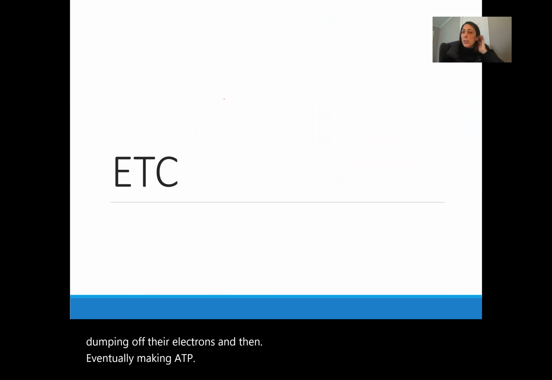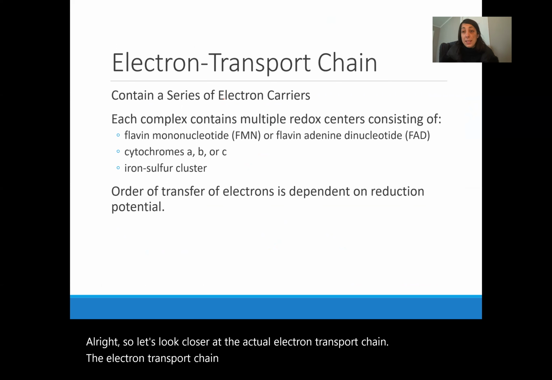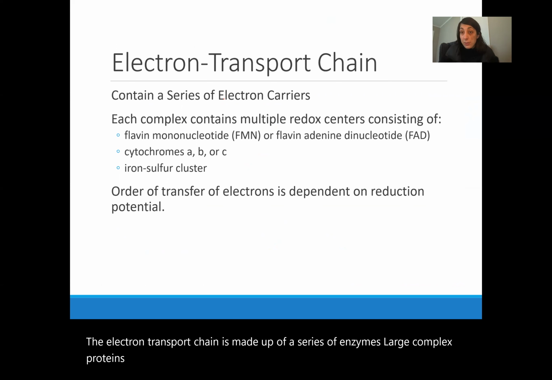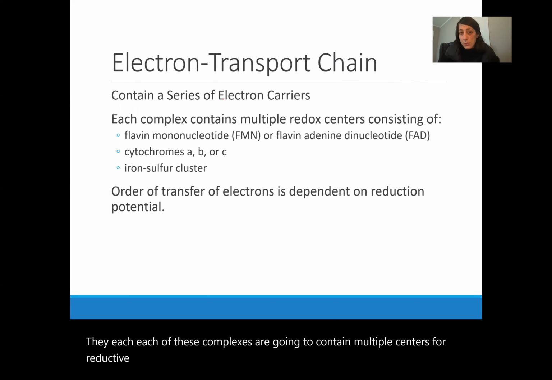All right, so let's look closer at the actual electron transport chain. The electron transport chain is made up of a series of enzymes, large complex proteins, and they are electron carriers. They transport electrons. Each of these complexes are going to contain multiple centers for reductive oxidation reactions, so redox centers.